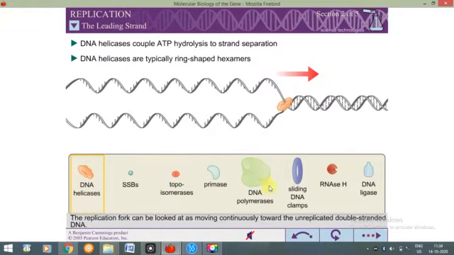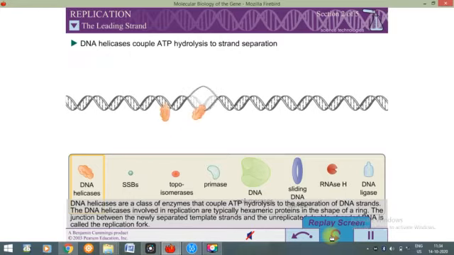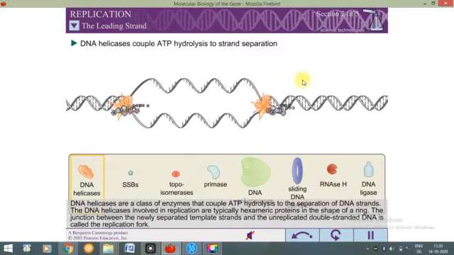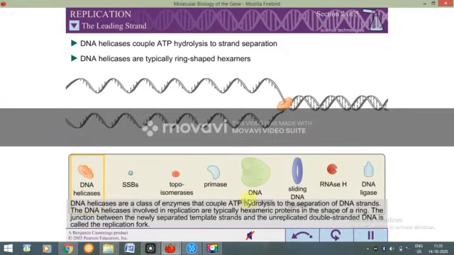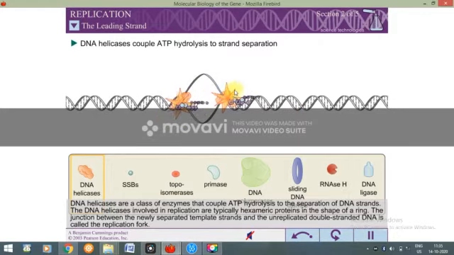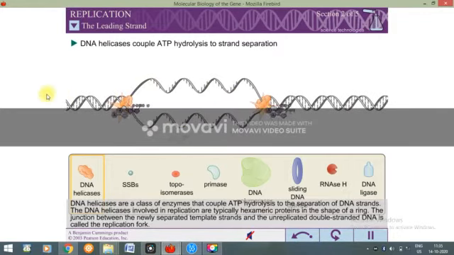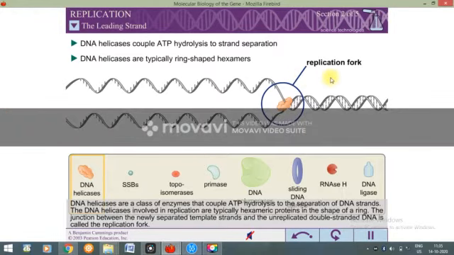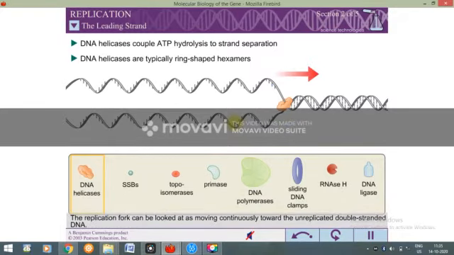Let's see it once again. As you can see, this is moving in this direction. On the other hand, if you see it once again, actually this is moving in this direction, while this one is moving in the opposite direction. So it is acting in both directions at the same time. We have to concentrate on the replication fork, which is given here, and it is moving in the rightward direction like this.